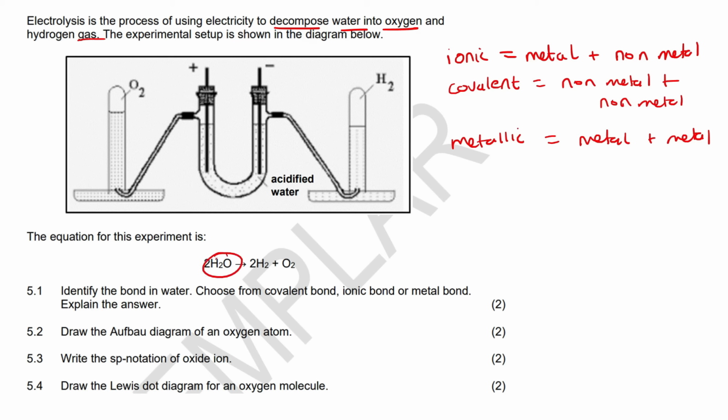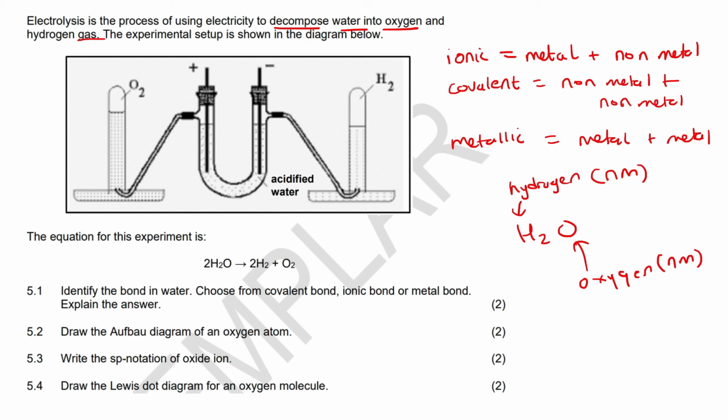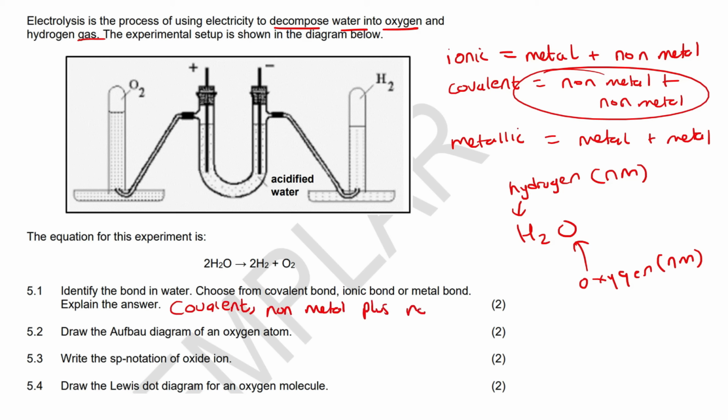Okay, so when you have water, it has hydrogen, which is a non-metal, and it's got oxygen, which is a non-metal. So water is a non-metal and a non-metal combined. So that would have to be covalent. So we'll say here, covalent, non-metal plus non-metal. Or let's rather say non-metal bonded to a non-metal.